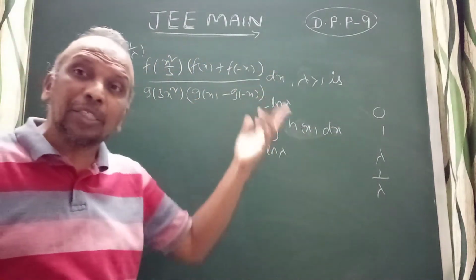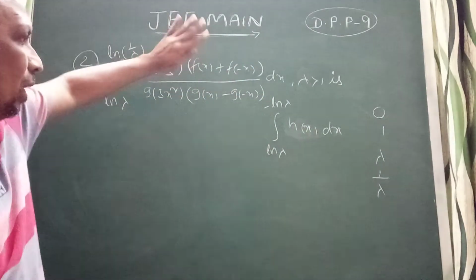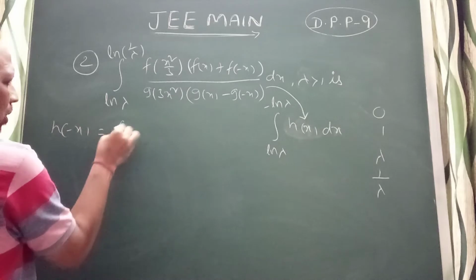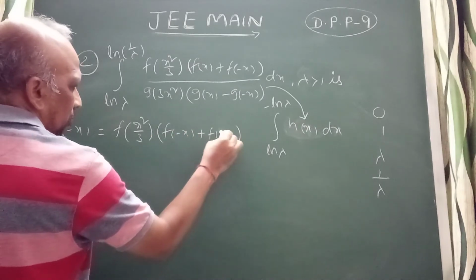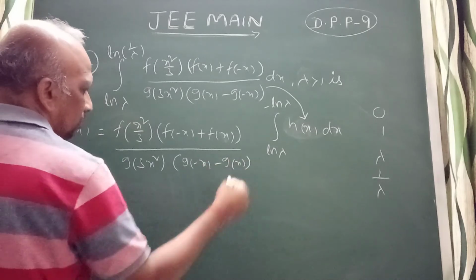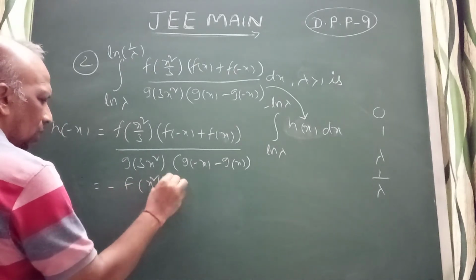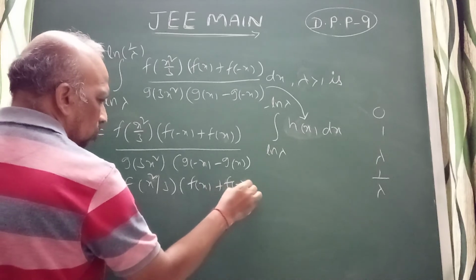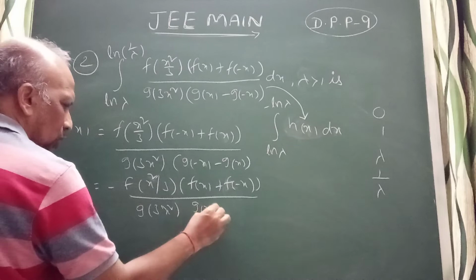Because the limits are like minus a to a, you had better verify whether the given function is even or odd. So I will verify that, taking the function as h of x. Then you take h of minus x. If you take h of minus x, f of x square by 3 has no change. For f of x plus f of minus x, replace x with minus x. Then g of 3x square, and g of minus x minus g of x. Just replace x with minus x, then take minus common here. So you get f of x square by 3 times f of x plus f of minus x, by, taking minus common, g of 3x square into g of x minus g of minus x.